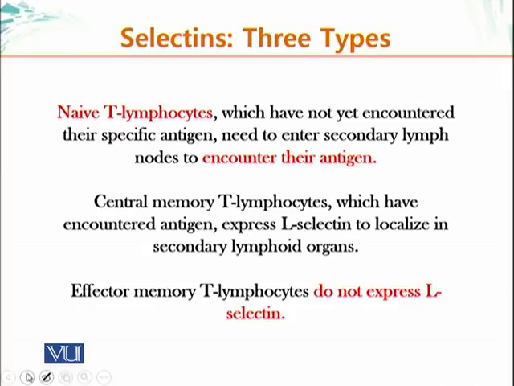Central memory T lymphocytes, which have encountered the antigen, express L-selectin to localize in the lymphoid organs. So these memory cells, which we have seen how they're produced, produce L-selectin so they can live in the lymphoid organ. Effector T cells do not express selectin. Remember, if effector T lymphocytes expressed L-selectin, they would be bound in the secondary lymphoid organ. They have to move and find the location where there has been an incident, or there has been damage, so they can perform their particular function.